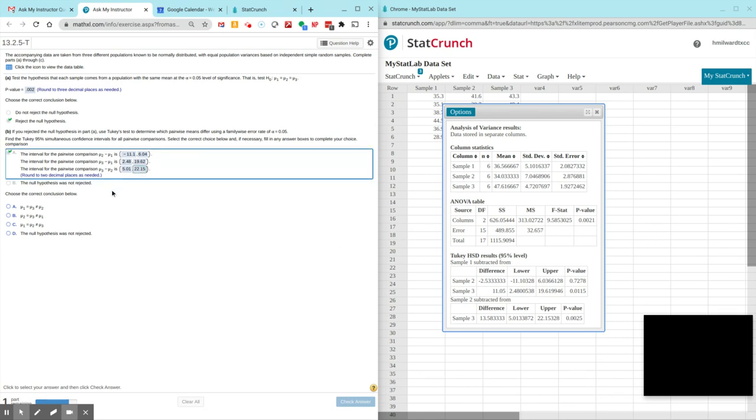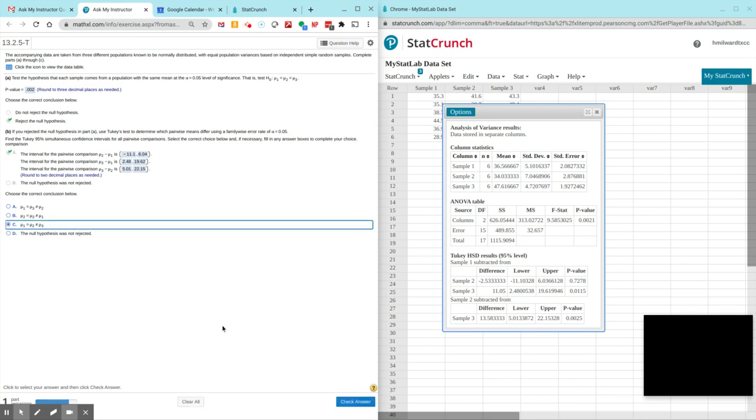So what that tells us is it's really mean 3 that's different. Mean 1 and 2 have a significant chance of being the same, right? But mean 3 is definitely different than either of the other 2. So we select this one, where mean 1 is equal to mean 2, but what this is really saying is not equal to mean 3, that it's not equal to mean 2 or mean 1. Okay?